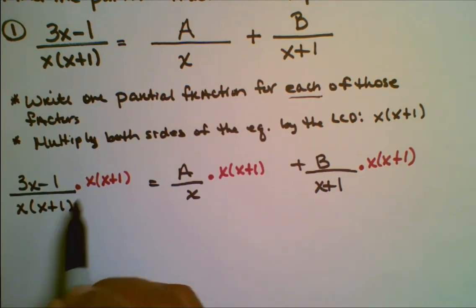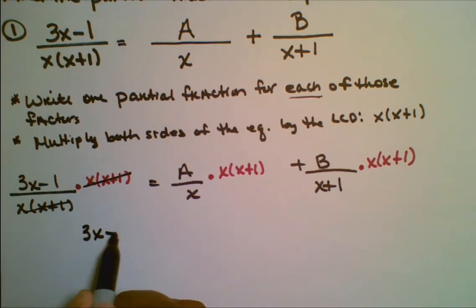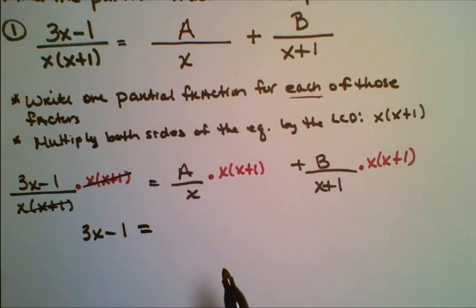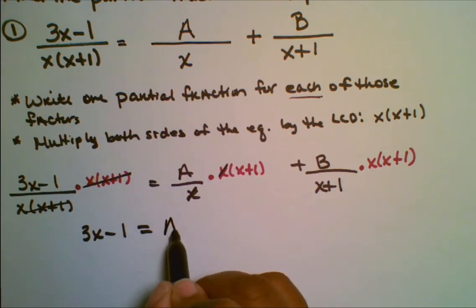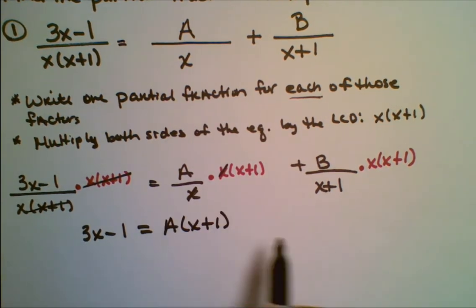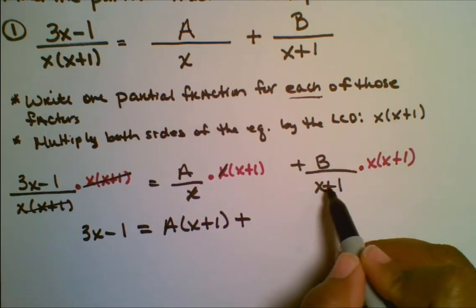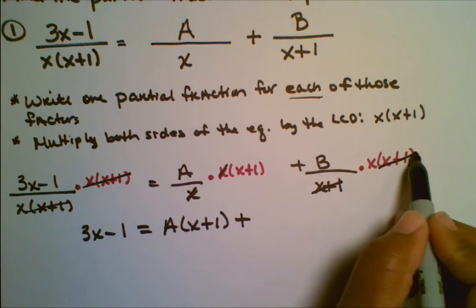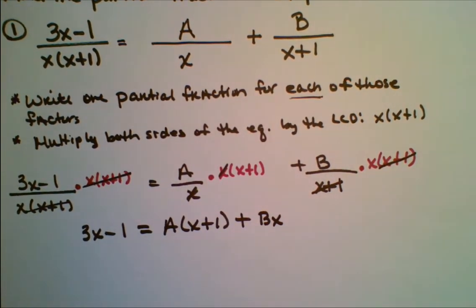On the left hand side, the x and x plus 1 cancel out. We have 3x minus 1. The right hand side, for the first term the x's cancel out, so we have a times x plus 1, plus the second term, where the x plus 1's cancel out, we have bx.